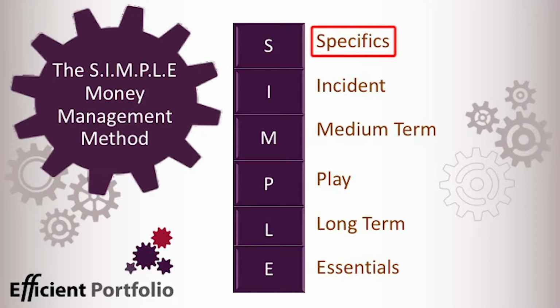We then have savings for specifics. So that might be an account for cars, it might be an account for your house, it might be an account for holidays, it might be an account for school fees, it might be an account for tax. But diverting a preset monthly amount into each of those areas will ensure that you don't overspend.